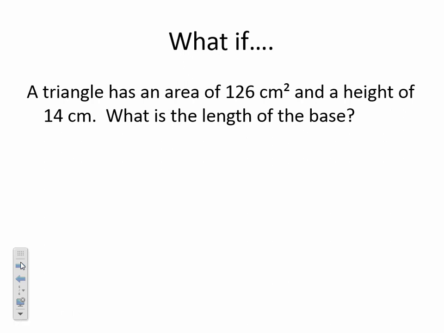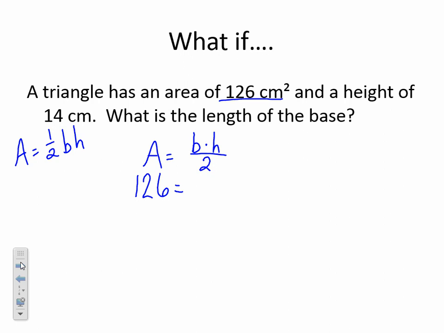We already know the area. Area formulas are places where you can plug in numbers. So if I think about my area formula for a triangle, it's base times height divided by 2. Or you can use area equals 1/2 base times height, same thing. Okay, and if I plug in the numbers that I know, 126 is the area. It says it has an area of 126. And it says it has a height of 14. So I'm going to put b times 14, and then divided by 2 is just a part of the formula.